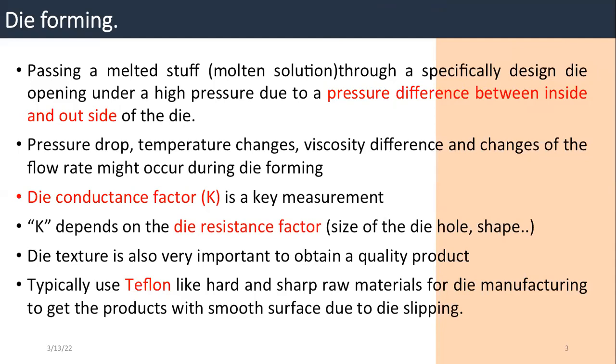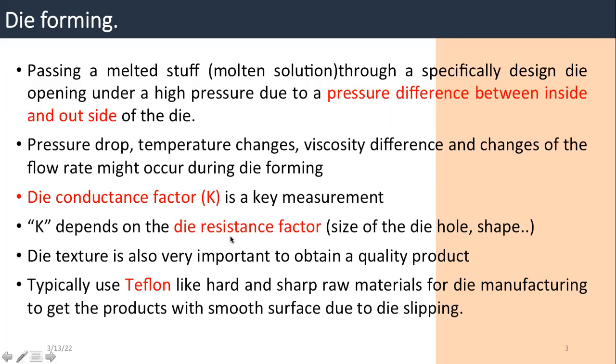The die conductance factor is a unique measurement for a particular extruder. It depends on the die resistance factor. If the resistance is high, the conductance factor will definitely be lower, because if the resistance at the die is higher, the amount that passes through is less. So if it is an extruder with high die resistance, probably the die conductance factor should be a lower one. Right?